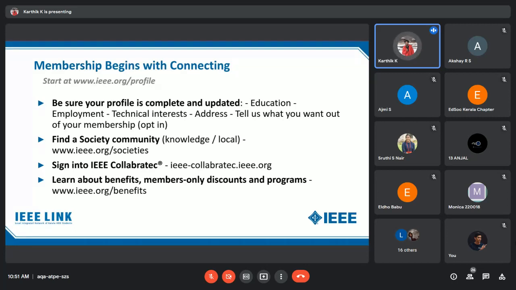I told you that IEEE is connected with more than 160 countries. So you can find people from these kinds of places within IEEE. So learn about the benefits, memberships and discount programs and all at IEEE.org/benefits. You will be able to find that. Future50 is the code which is available right now for IEEE membership discount. You will get 50% waived from your membership amount.